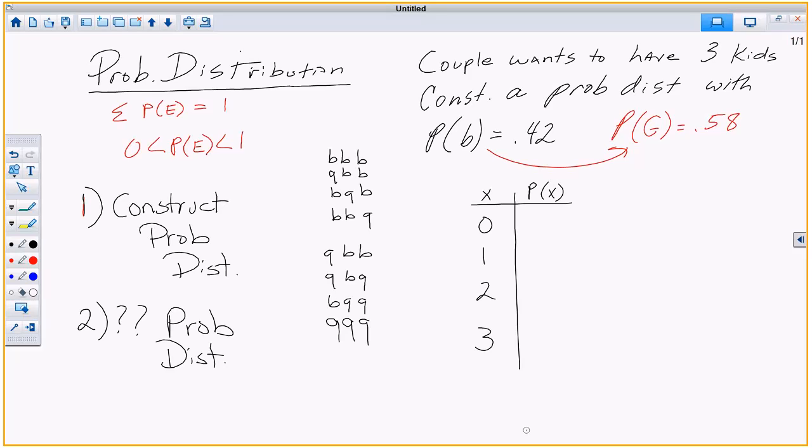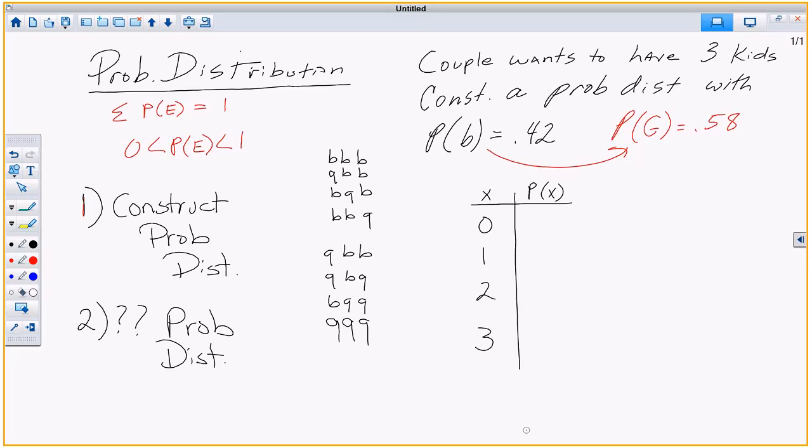Okay, but is there any more possibilities? No. You're either going to have 0 boys, 1 little boy, 2 boys, or 3 boys, or you're going to have 0 girls, 1 girl, 2 girls, or 3 girls. Does everybody understand that? It's either one or the other. Depends on what the question's asking.